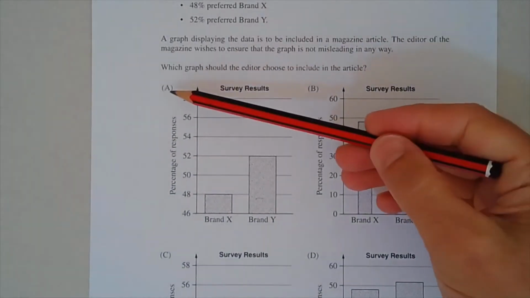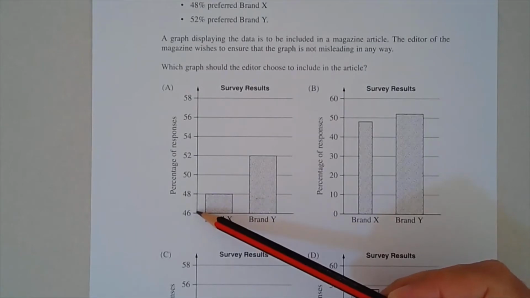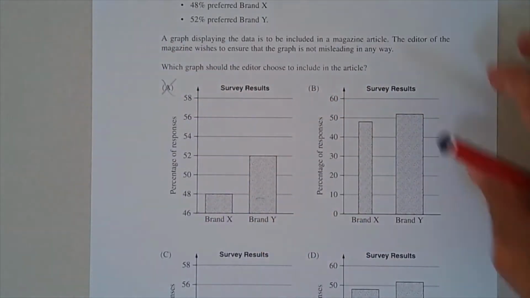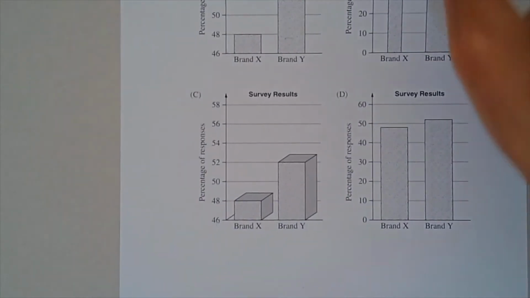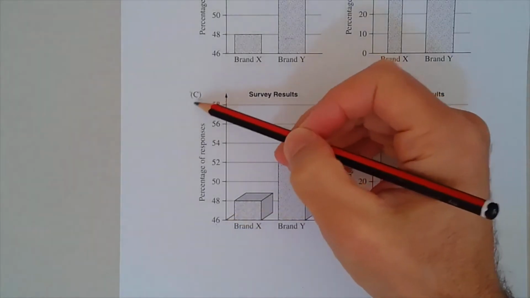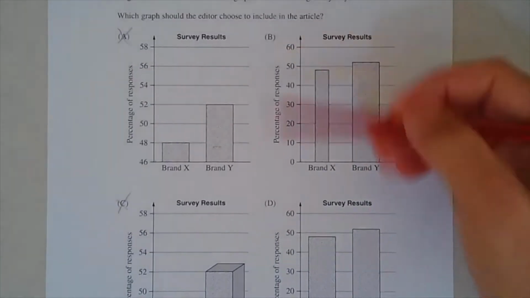So if I have a look at option A, we can see that the y-axis does not begin at 0. So option A is misleading, so it cannot be included. And for the same reason, option C cannot be included because its y-axis also does not begin at 0. So option C is out. So that leaves us options B and D.